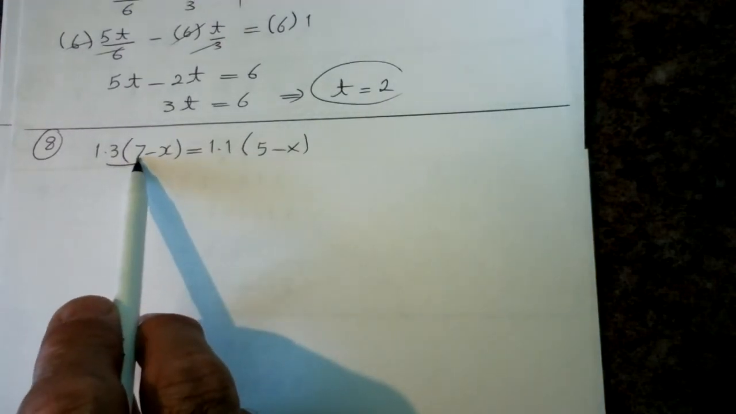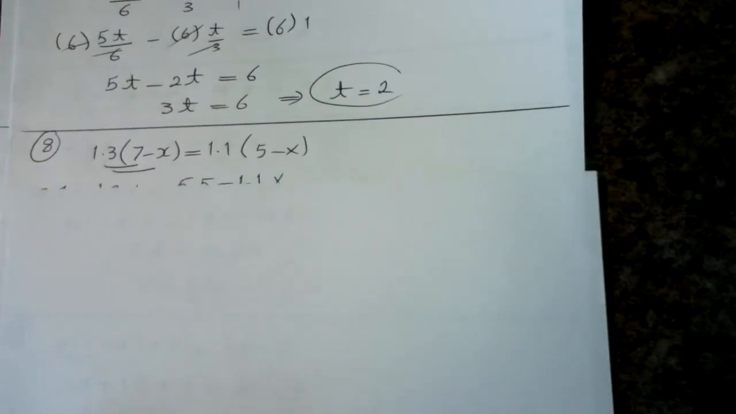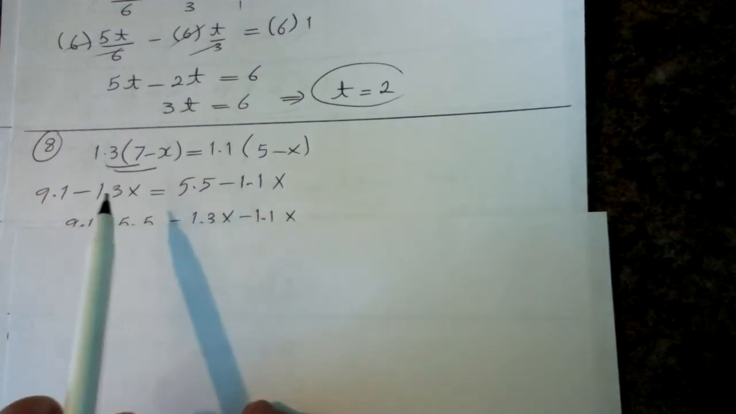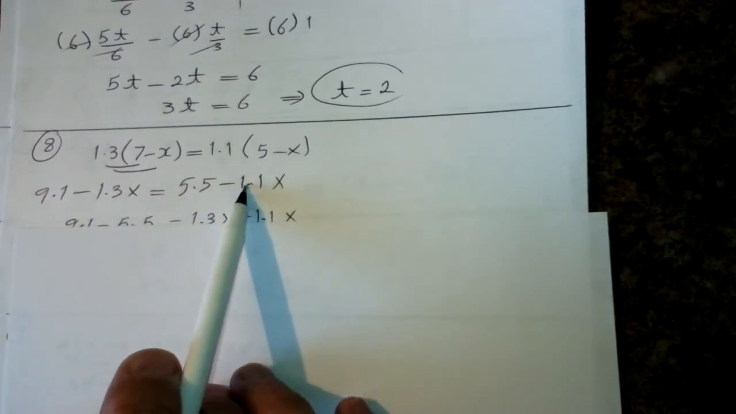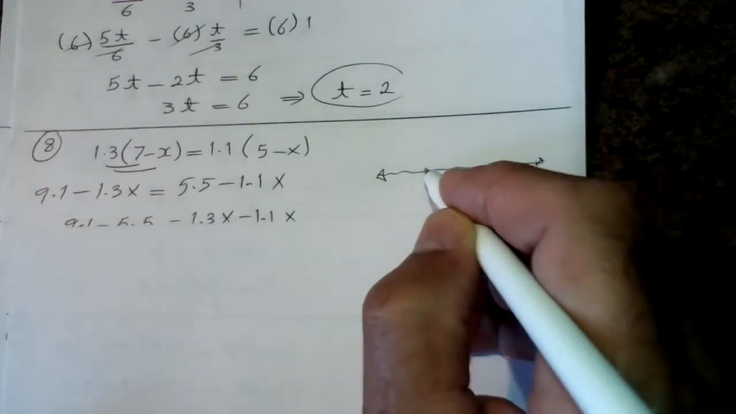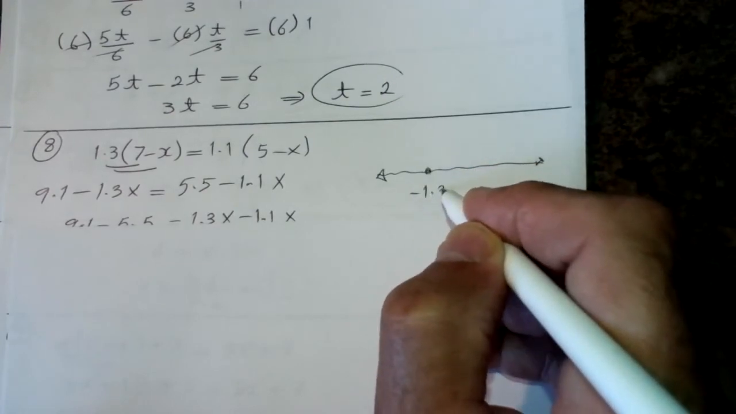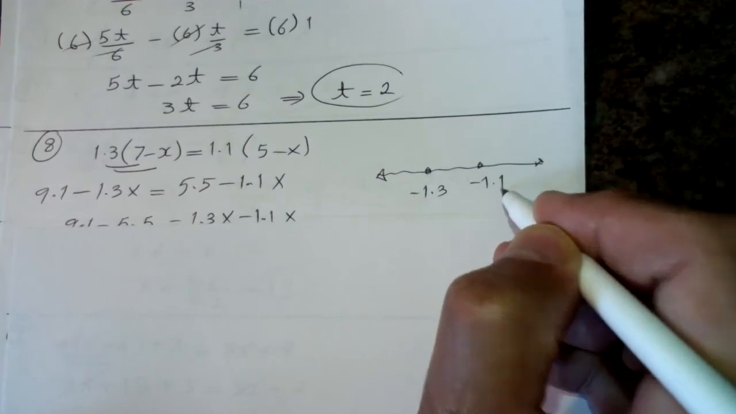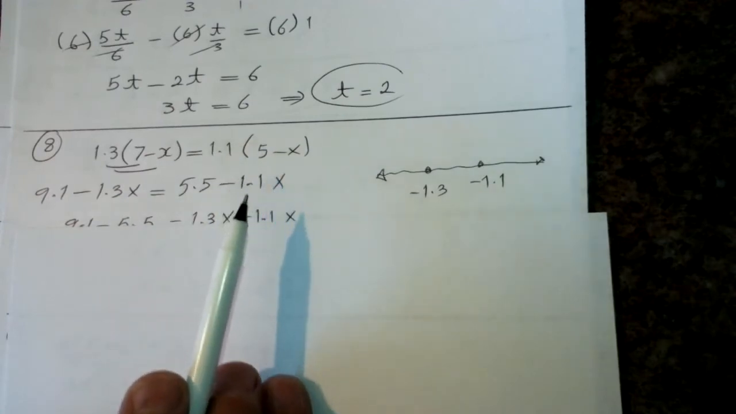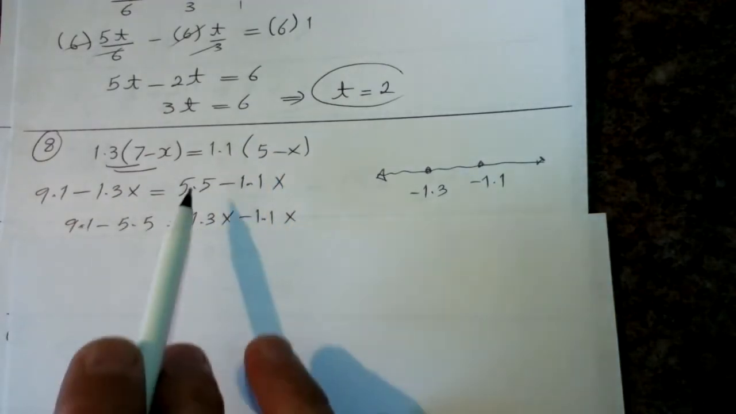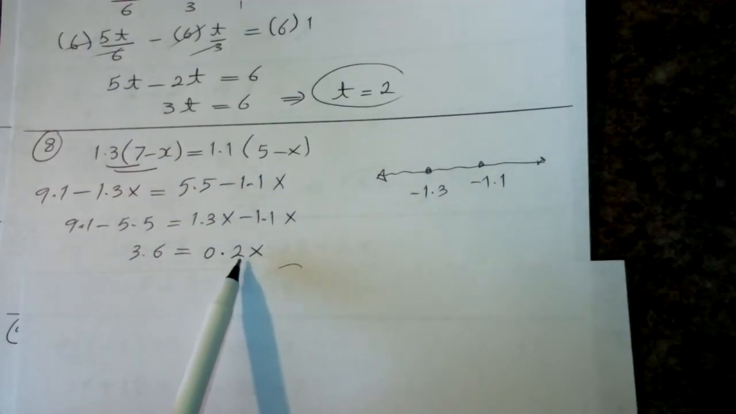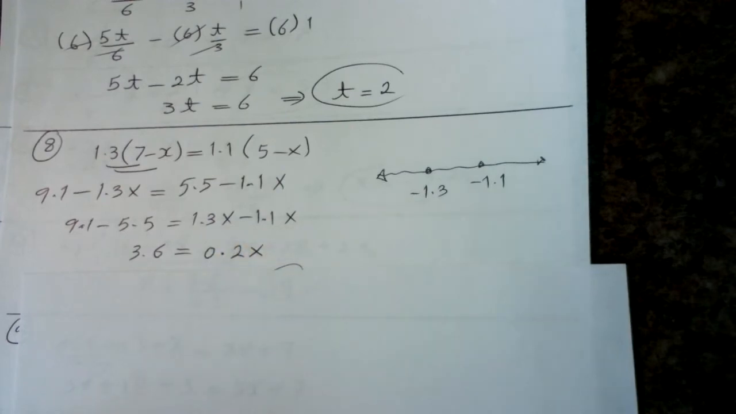You need to do distribution. Look, 1.3 times 7 and 1.3 times minus x. Which one is larger, minus 1.3 or minus 1.1? Remember, if minus 1.3 is here, minus 1.1 is there. See, minus 1.1 is larger. So you need to bring this to that side to make it positive. And 5.5 move. Divide both sides by the number always sitting next to x, because you want to find x by itself.